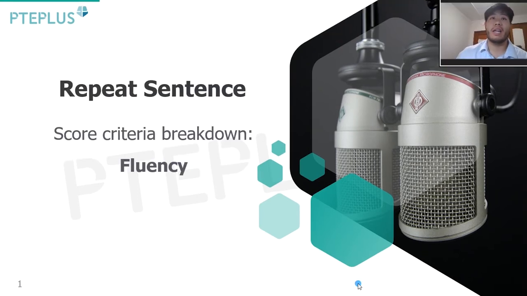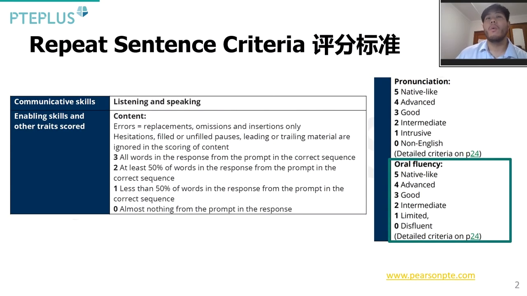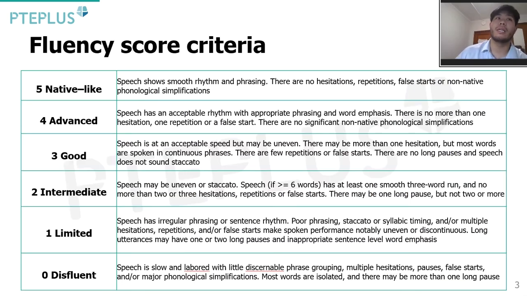The main topic for today's lesson is repeat sentence, score criteria breakdown, fluency. So what we're going to be doing today is we're going to have a deeper look at fluency and what is considered good fluency. Just to remind everyone, there are a total of 13 marks allocated to each repeat sentence question, 3 of which is for content, 5 for pronunciation, and 5 for oral fluency. So let's dive in and have a look.